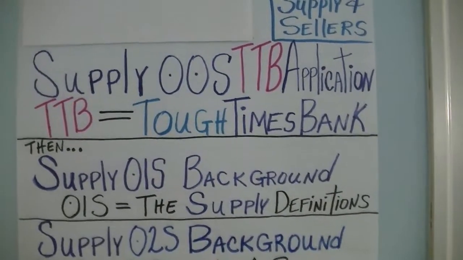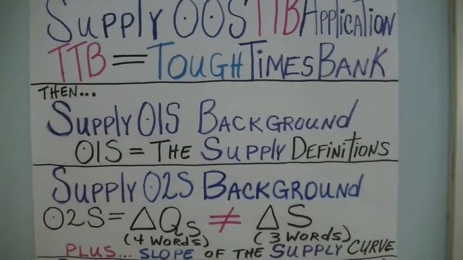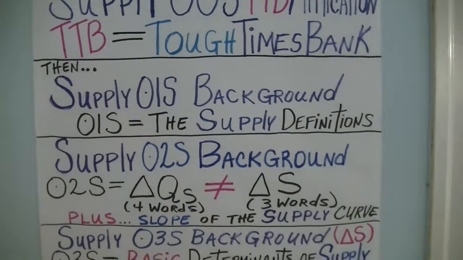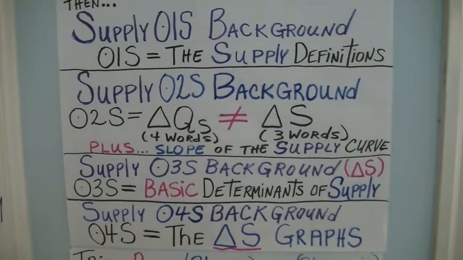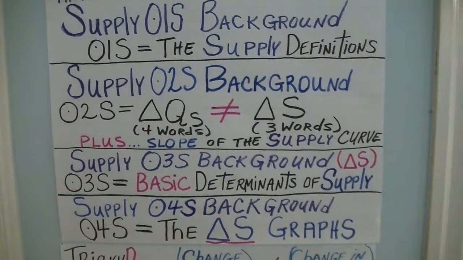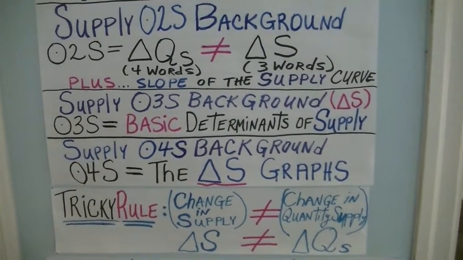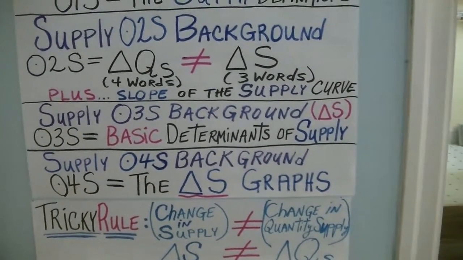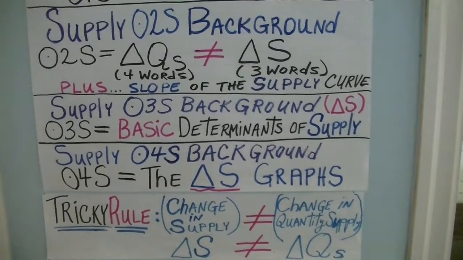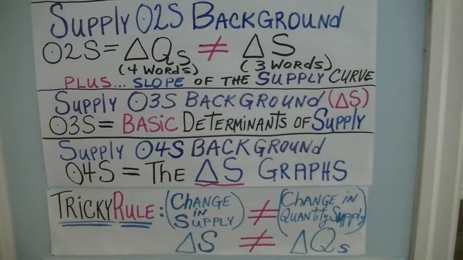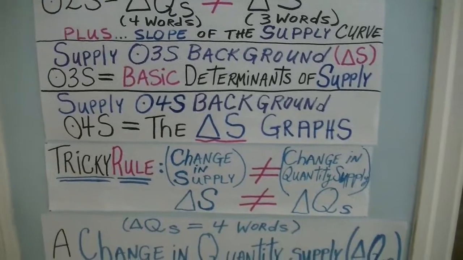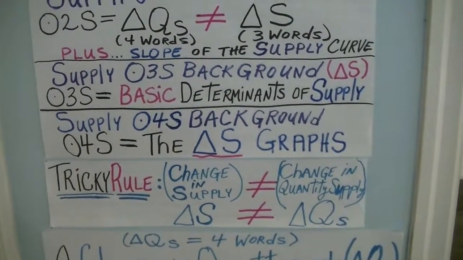Okay, so we did Tough Times Bank already. We did the definitions for 01S. 02S, we started to talk about change in quantity supply. And then here with the determinants of supply, we were getting into speaking about change in supply. If you change a determinant of supply, that causes a change in supply. And next we're going to do 4S, the change in supply graphs.